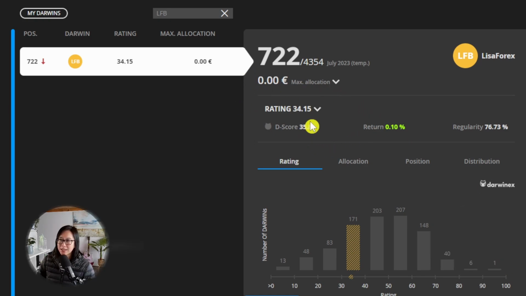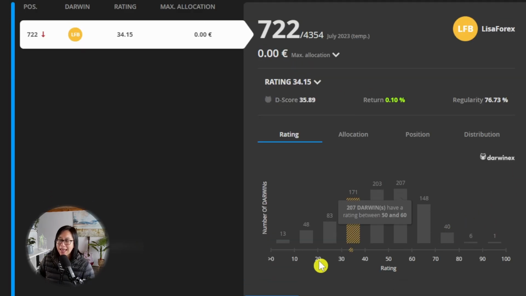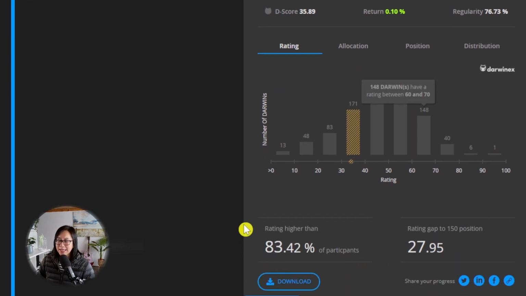That's because my score is reasonably low at 35. And on the bell curve, I am about here, slightly below the majority of people. But if you look at the rating here, I am 83% better than the other participants. And it will take me 27.95 in order to hit the 150th position where I can start trading and get funding. My account is only 6 months old, and there are other traders there who have 8, 10, 11 years of experience, so their Darwinex scores are much better than mine.